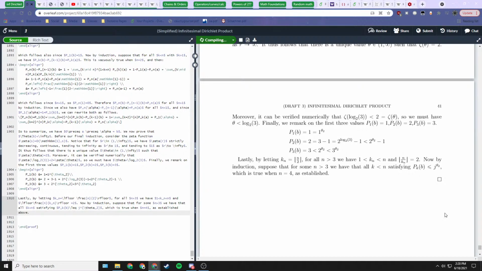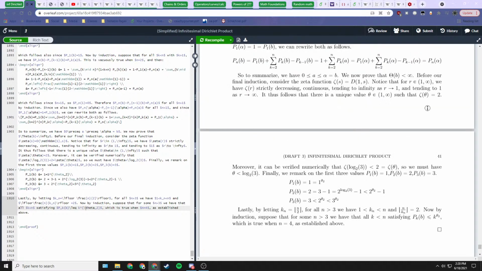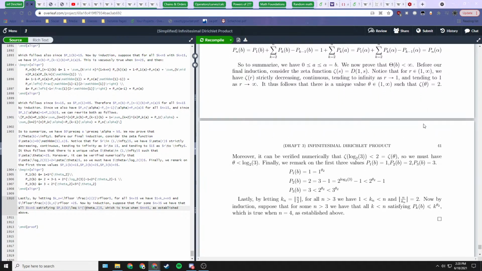So we're doing an induction, so we're going to show that, sorry, that shouldn't be j, that should be k. So we're going to verify that in fact p sub k of b is less than or equal to k to the power theta for every k. So that's actually what we're going to prove. So we're saying by induction, suppose that for some n greater than 3, we have all k less than n satisfying this inequality. So we know this inequality is satisfied with 1. It's satisfied with 2.